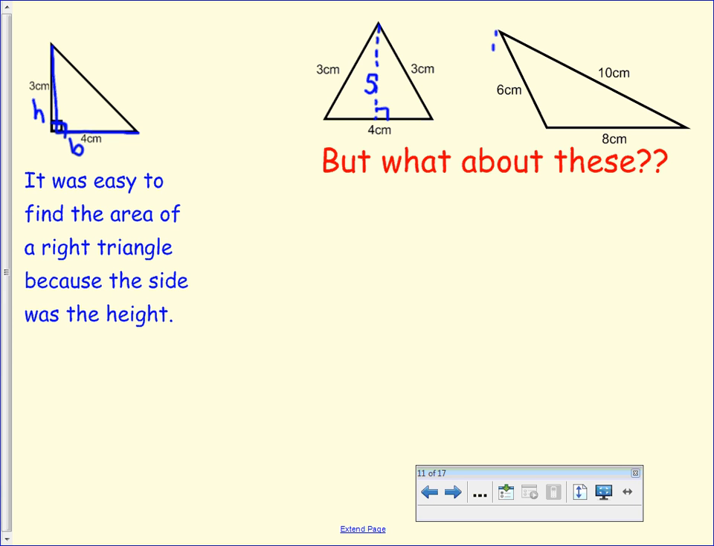Yes, just like we did on our homework with the parallelogram. So this is going to be our height on the outside. So maybe that would be, I don't know, 8. Okay? So it depends on the type of triangle.